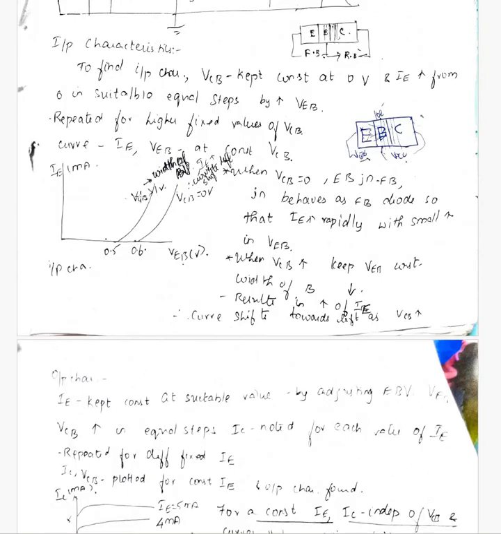punch through. So because of that, for a higher VCB, the curve shifts towards the left side in the input characteristics, because for VEB, we can achieve IE value earlier when VCB is a higher value.